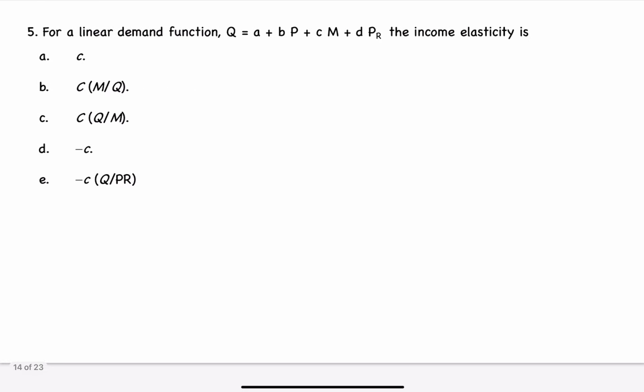Next one says for a linear demand function, the income elasticity. The income elasticity is partial Q partial M times M over Q, which is just the coefficient in front of M. So it's just going to be C times M over Q, which makes our answer B.